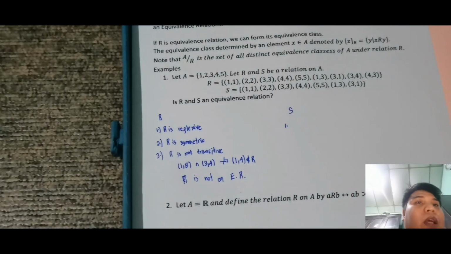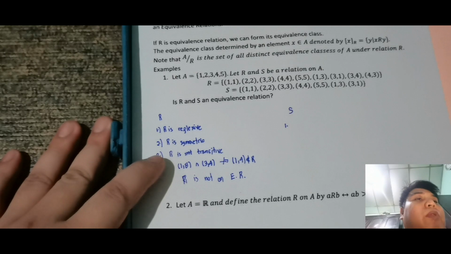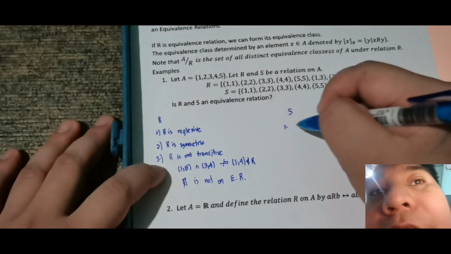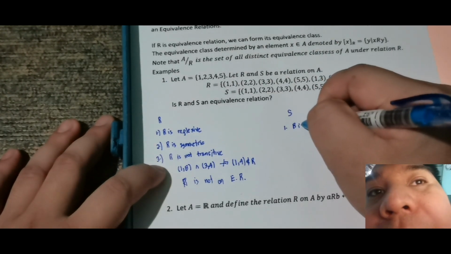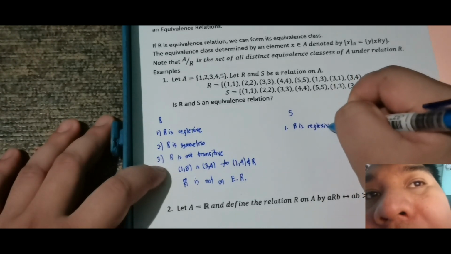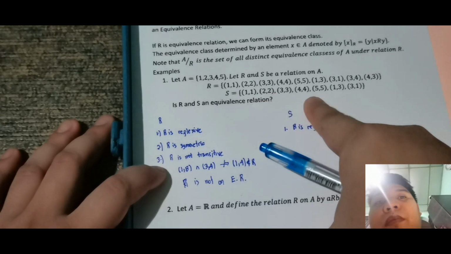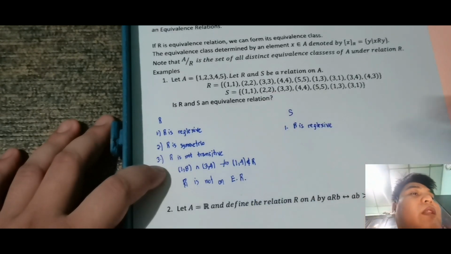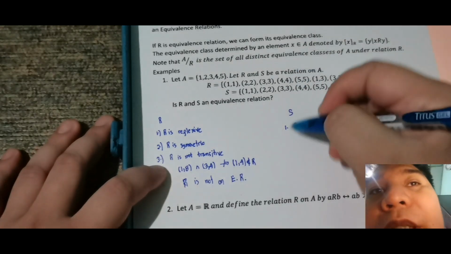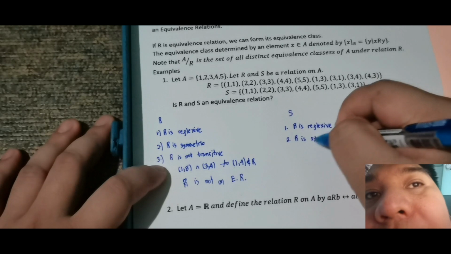Okay, so si S. 1, 1, 2, 2, 3, 3, 4, 4, 5, 5, 1, 3, 3, 1. So, pinakaunti. Okay, so ulit, ang obvious ulit, sir. Siya po reflexive. Andun lahat 1, 1, 2, 2, 3, 3, 4, 4, 5, 5. Okay, so S is reflexive. At ang obvious din, 1, 3, 3, 1. Lahat yan magkabaliktaran. So, obviously, ito ay symmetric. S is also symmetric.